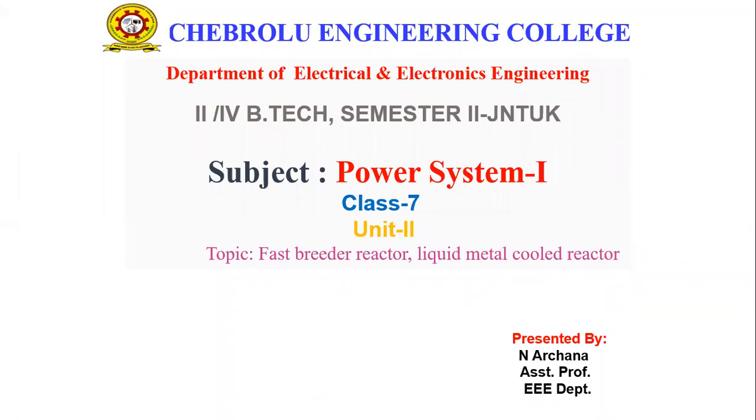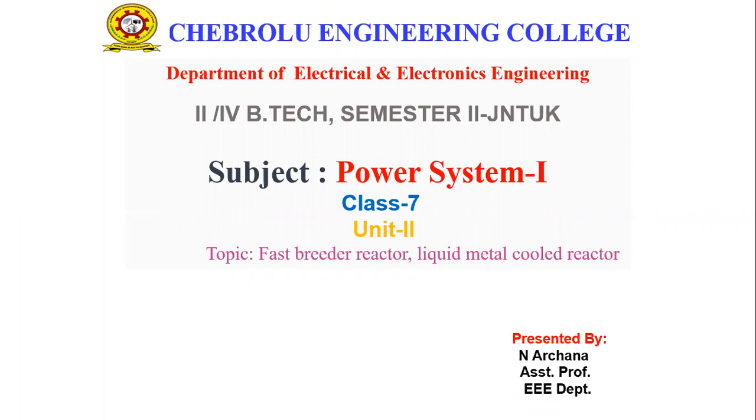In a nuclear power plant, the reactor is the heart of the plant. Why? Because all the fission process is done in the reactor itself. After the fission process, so much heat energy is produced for each and every chain reaction. Due to that heat energy, we produce the steam.